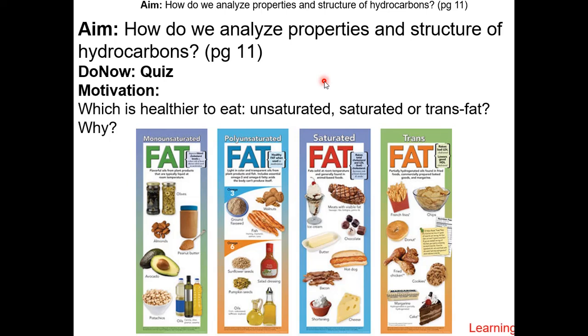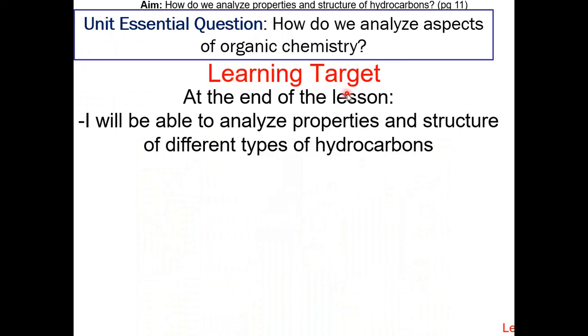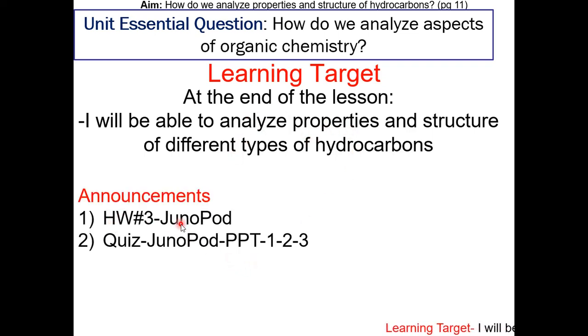This is my third video lesson for Unit 15. In this lesson, we'll be analyzing properties and structures of hydrocarbons. Go to page 11 in the class packet. Learning target: at the end of the lesson, I'll be able to analyze properties and structure of different types of hydrocarbons. Homework is number 3, which will be a Junipod based off this lesson. There'll be a quiz Junipod on PowerPoints 1, 2, and 3.